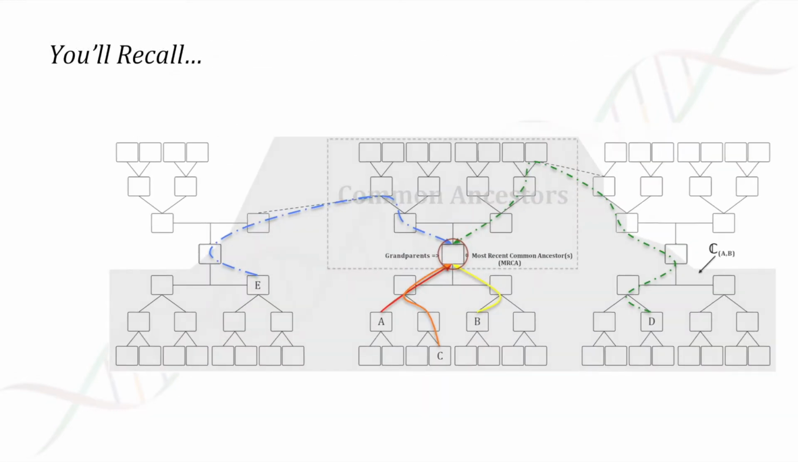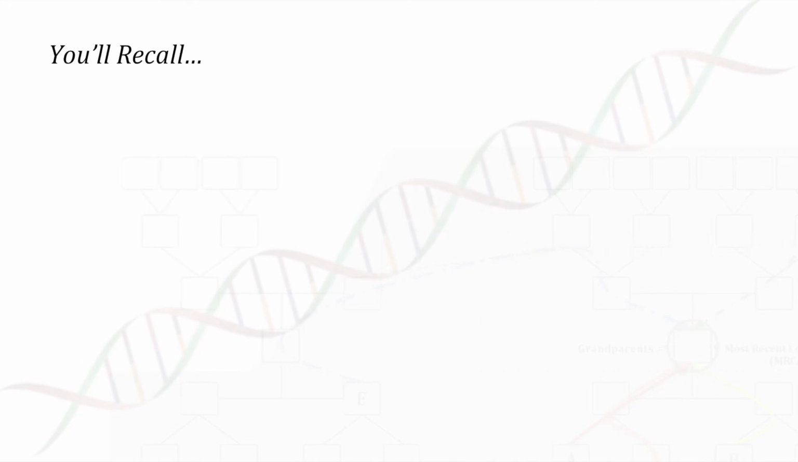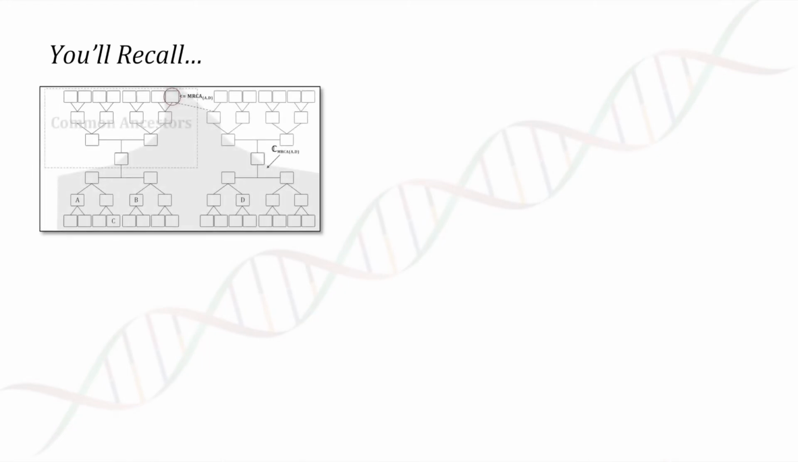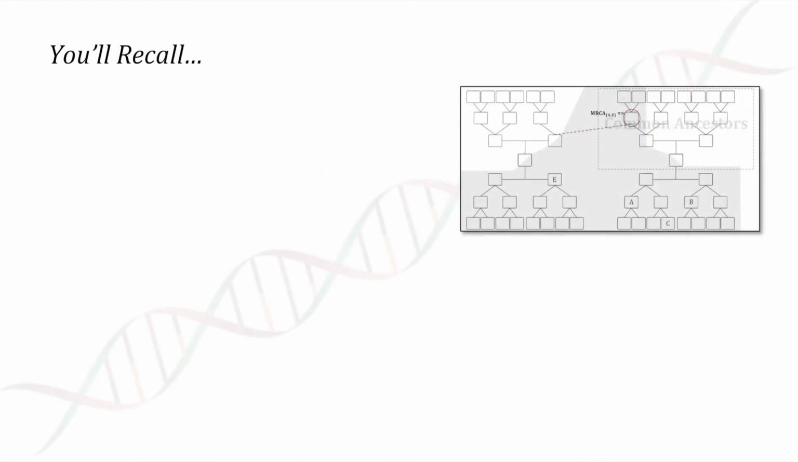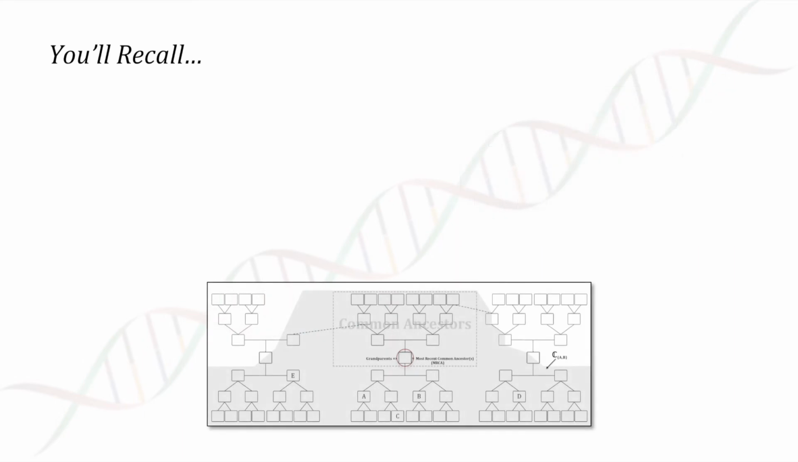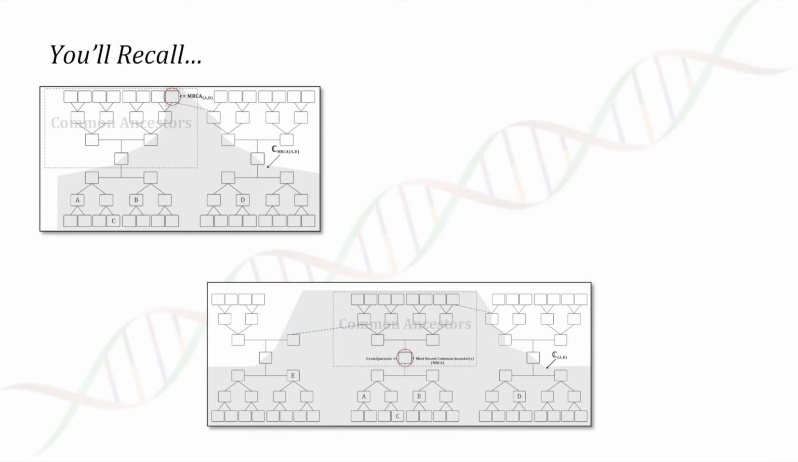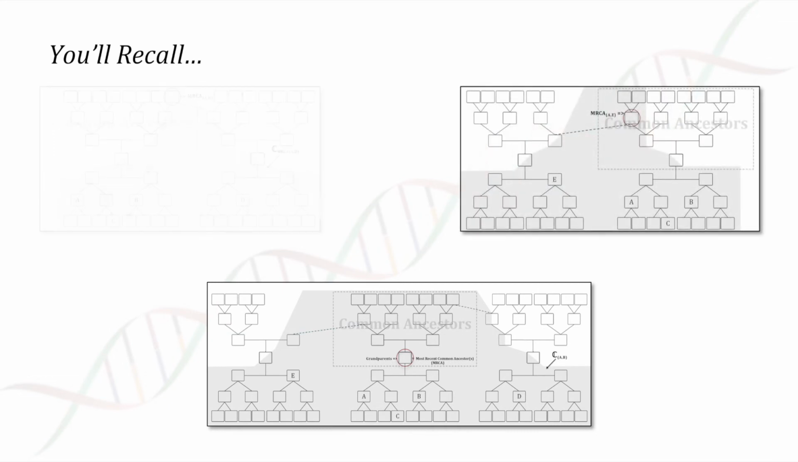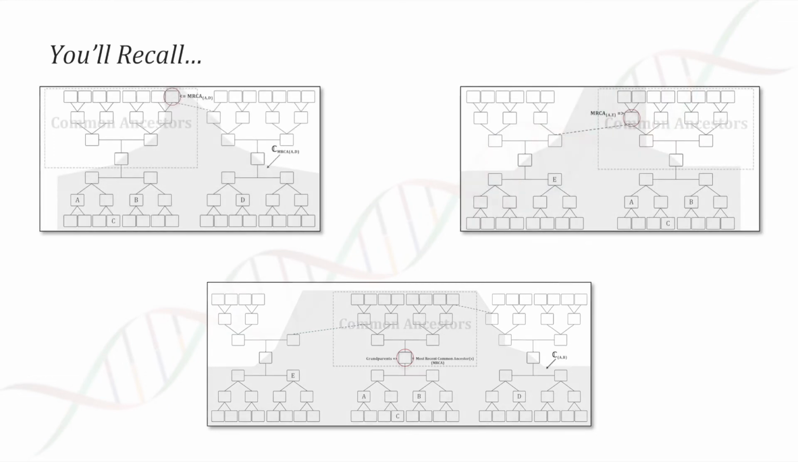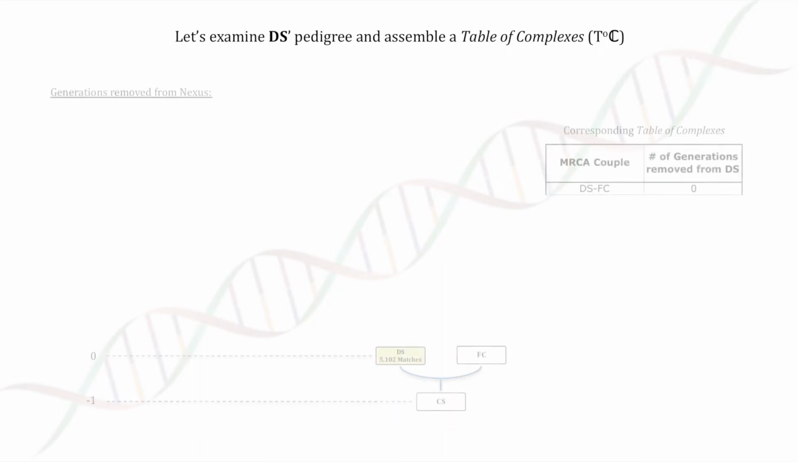You'll recall from our preliminary discussion that genetic complexes are organized around most recent common ancestors, and that we can derive some sense of the shape and density of these complexes based on how many generations removed the organizing most recent common ancestor of each complex is from our nexus. For this reason, let's examine DS pedigree and assemble a table of complexes.